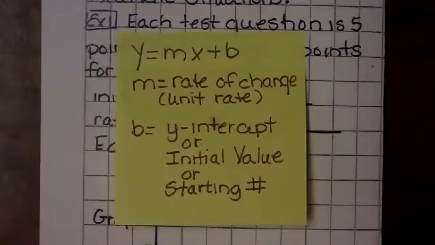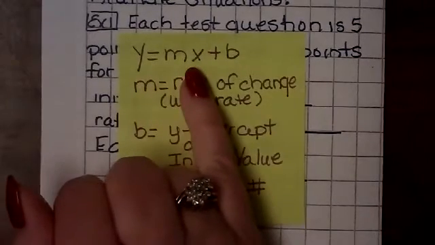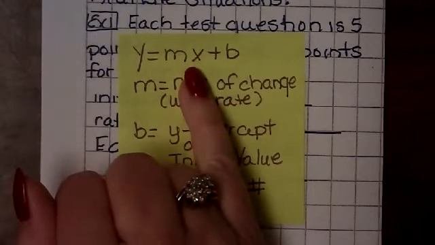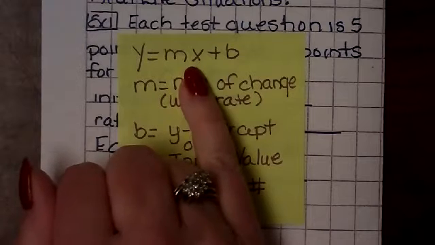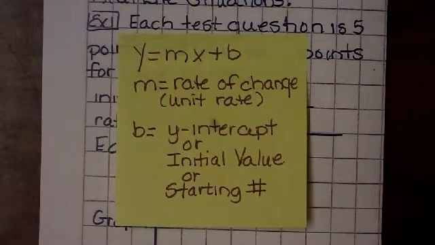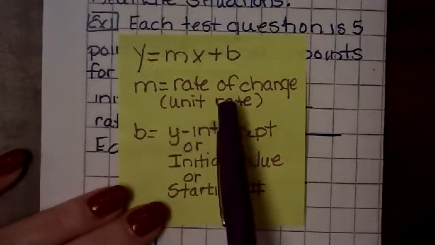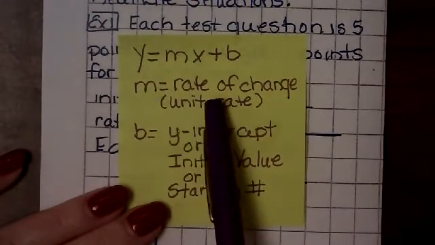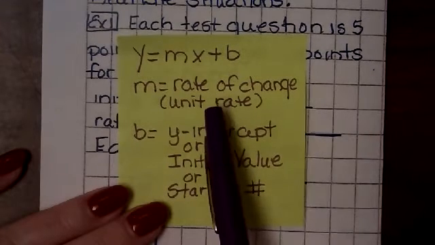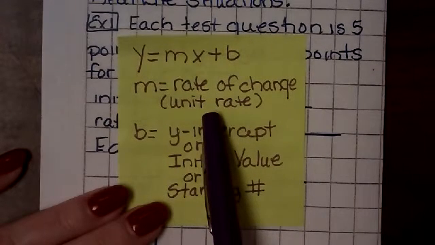So we've talked about in previous lessons that y equals mx plus b is called the slope-intercept form of a linear equation, okay? We've also discussed the idea that m, which is our slope, is also called the rate of change, and at times can be thought about as the unit rate, okay?